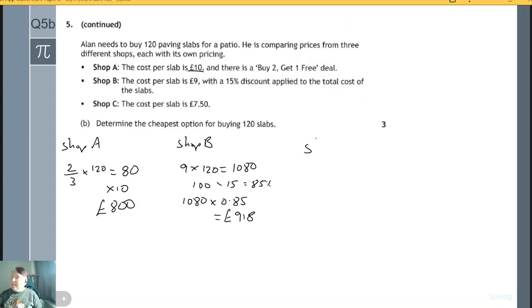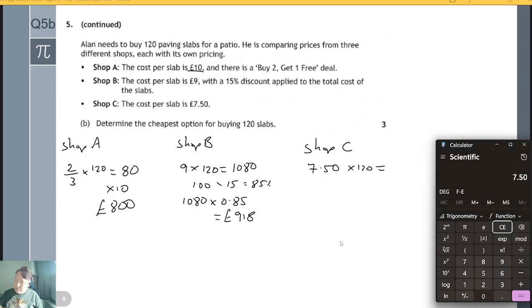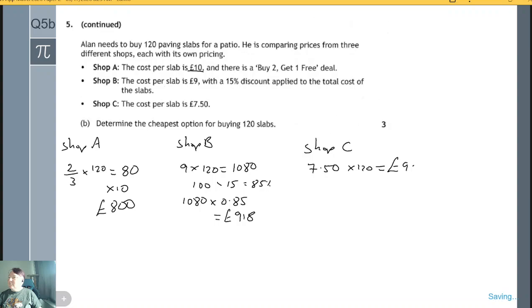Right, shop C. A straight up £7.50 for every slab. So £7.50 times 120, 900. So shop A is cheapest, because of their nice little deal that they've got going on. Okay, next question.